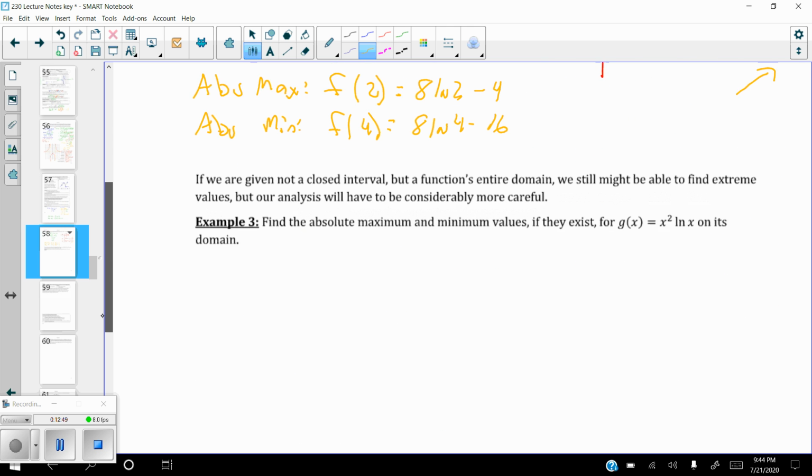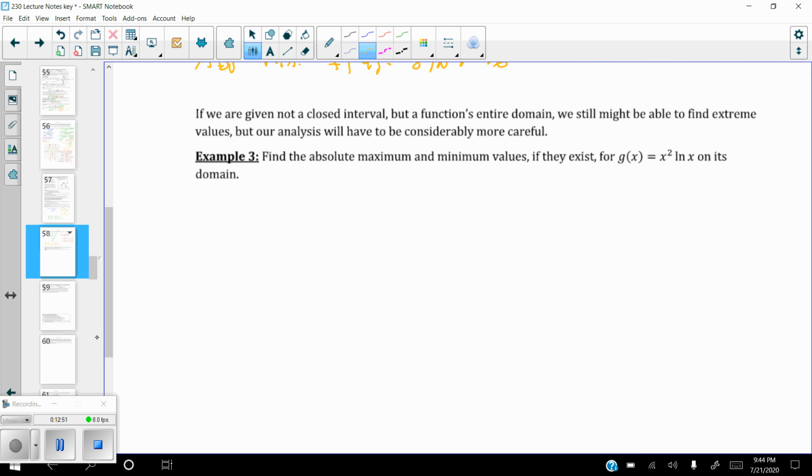All right, one more example. So what if we're not given a closed interval? Well, if we're not given a closed interval, we can't use the extreme value theorem, but we might still be able to find extreme values. So just know that the theorem here doesn't actually apply, but we might still be able to actually find extreme values. So what you have to do is you have to know something about the domain here, and then be able to see what you know about this graph and what you know about its domain to figure this out.